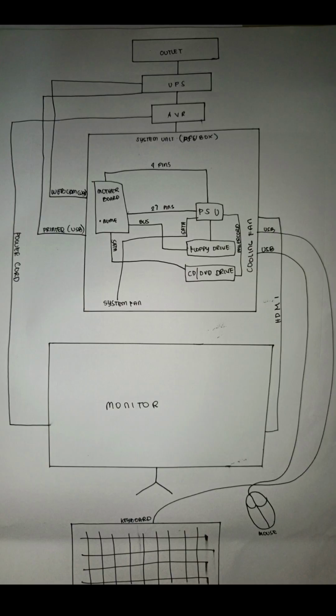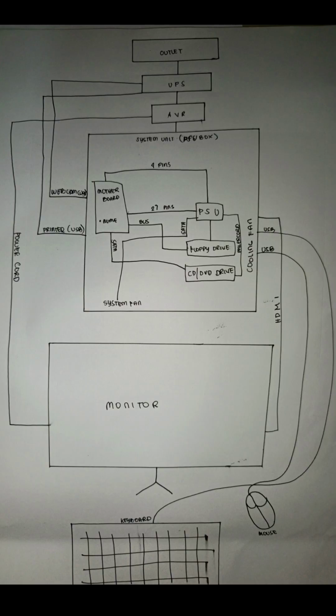Then in the external connection, connect the monitor to the system unit using an HDMI cable. Second, plug the keyboard and mouse into the USB port. Third, connect the printer and webcam using a USB cable. Then, in final checking, make sure all cables are secure and turn on the UPS, then the AVR. Then if you are done, you can power on the computer so that you can start your work.